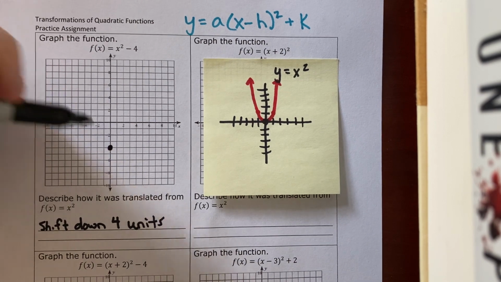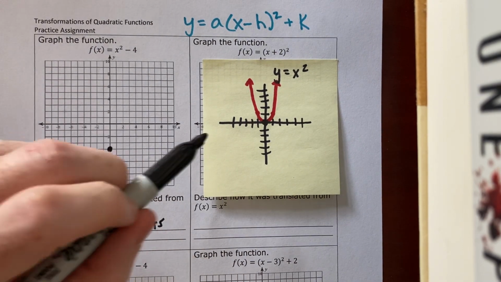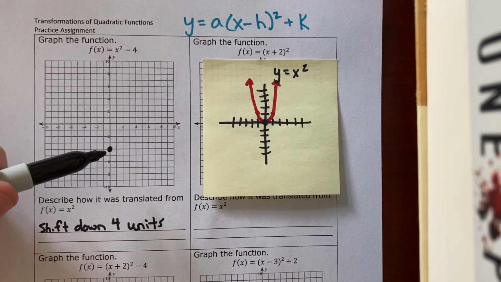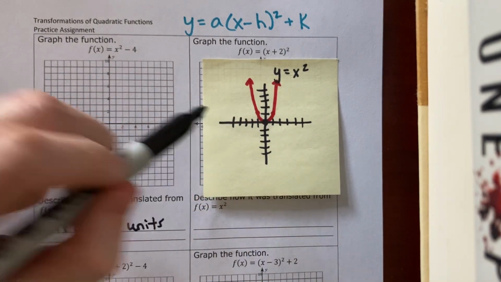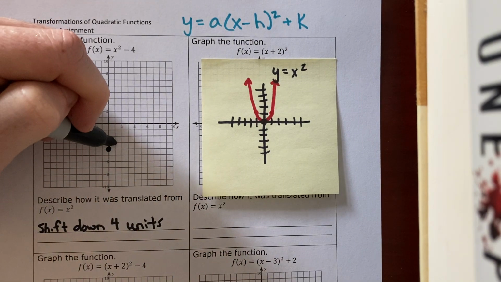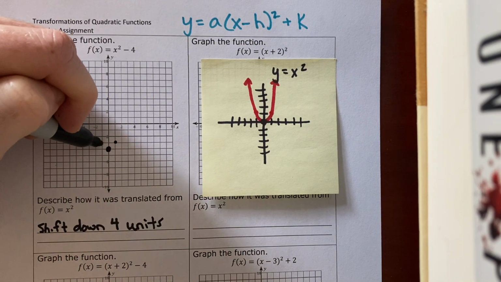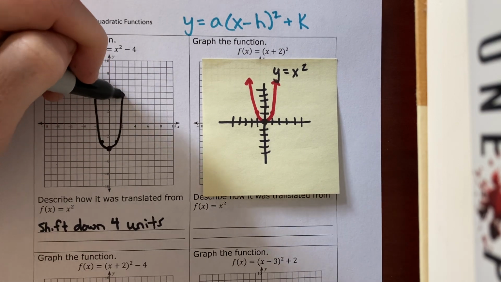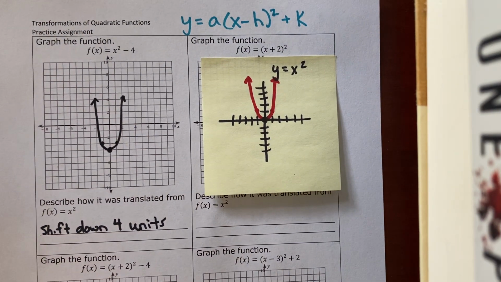So my vertex, if you guys remember that vocabulary, the vertex, that lowest point, is just moved down 4 units. And then now I can still get my other 2 points just by going up 1 and over 1. Up 1 and over 1, and then I can do my best job to draw in my parabola. That is it. That question is done.